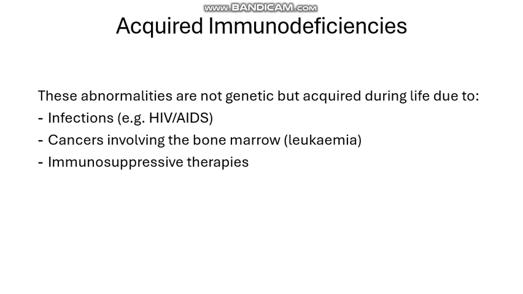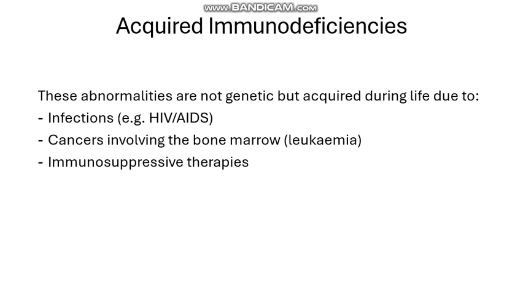Moving on to acquired immunodeficiencies. These abnormalities are not of genetic origin, like in congenital immunodeficiency. Instead, they're acquired during life due to either infection, which we're going to go over in a minute with regards to HIV. It can be the result of cancers involving the bone marrow, like leukemia, because these cancers result in death of hematopoietic stem cells and the consequent myeloid and lymphoid progenitor cells, which give rise to all the cells of the innate and the adaptive immune system.